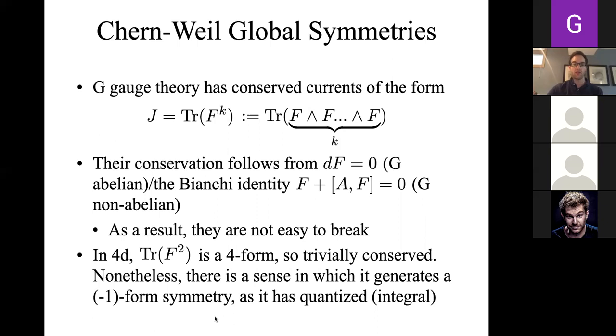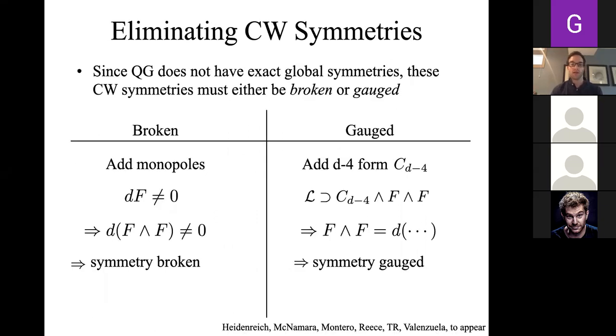So these are just global symmetries that exist in quantum field theory. But we know, or at least we tend to believe, that in quantum gravity, these symmetries should not exist. And so from the perspective of quantum gravity, you have 2 ways to deal with these sorts of Chern-Weil global symmetries. Either they must be broken or they must be gauged.